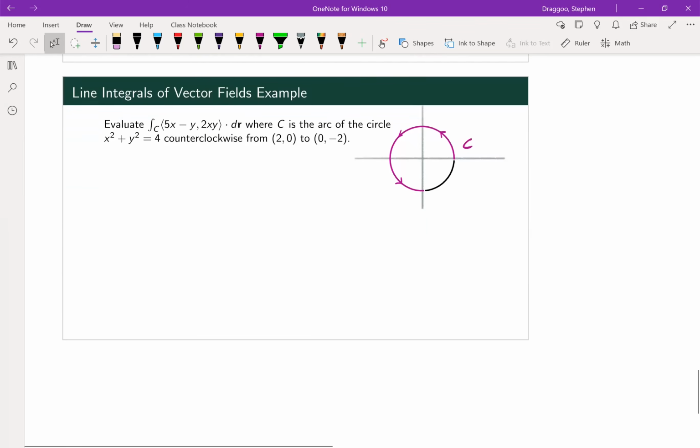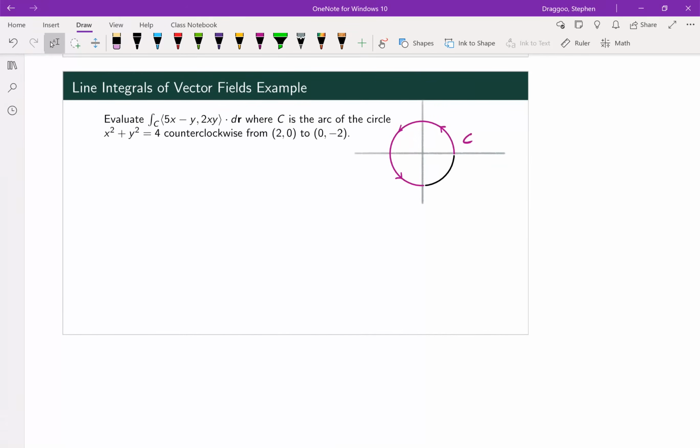So let's take a look at an example in a vector field. We'll evaluate the line integral of a vector field where it's 5x minus y for the i component and 2xy for the j component, dot dr, where c is the arc of the circle x squared plus y squared equals 4, and we're going to go counterclockwise from the point 2, 0 to the point 0, negative 2. So again, c is the curve that we're going to move on, but we'll frequently need some parameterization for c, which is where r comes in.